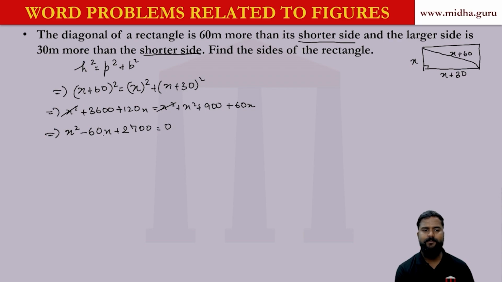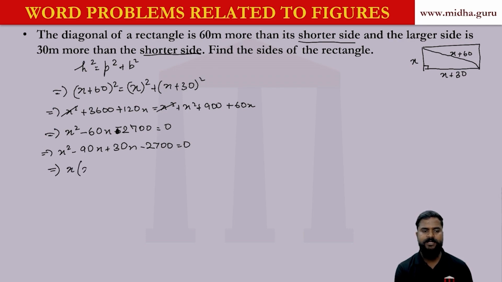Now again we have to divide minus 60 into two parts such that the product will be minus 2700, since this becomes minus. So the product should be minus 2700. So I'll write minus 90x plus 30x minus 2700, since 90 into 30 is 2700, and plus into minus, the sign will be minus.